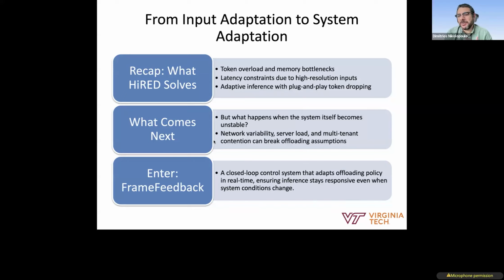In real-world deployments, several things can undermine static offloading approaches. That can be network congestion, that can be variable server loads, that can be contention for resources, and so on and so forth, right? So I'm going to talk a little bit about FrameFeedback, which is a simple system. It's a closed-loop controller that continuously monitors runtime conditions and adjusts offloading policies in real time. And this adaptive approach tries to ensure consistent performance, even if the environment is unpredictable.